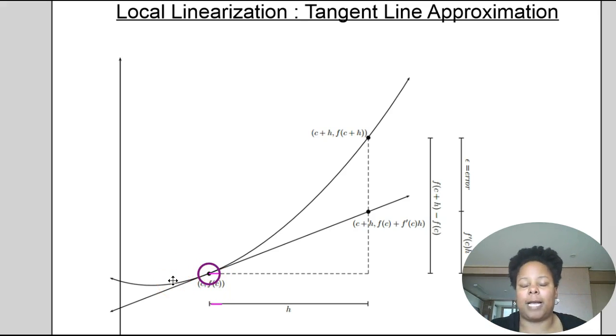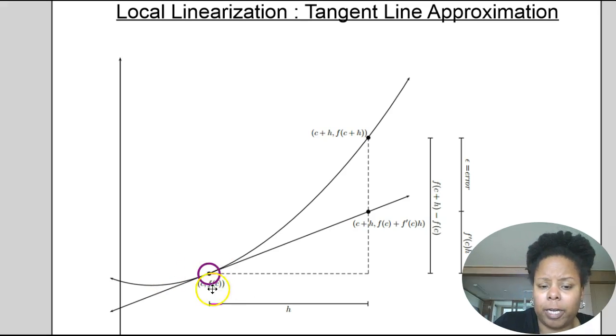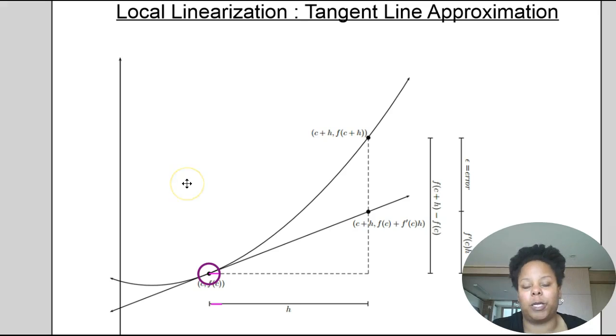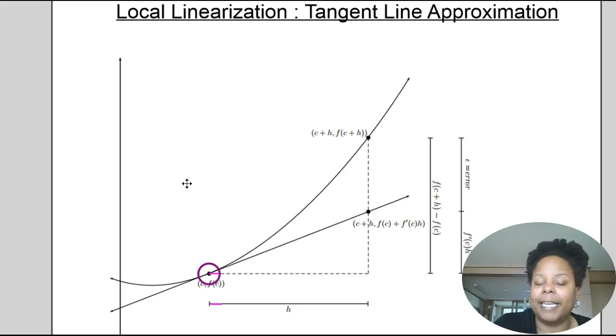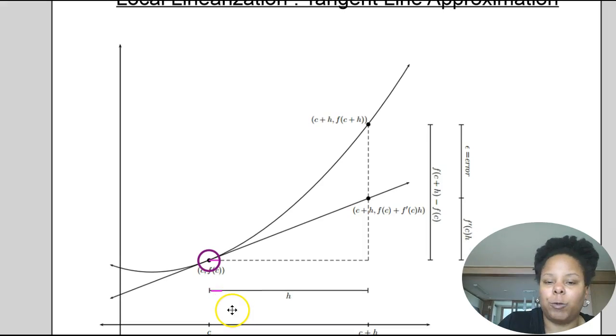Now, of course, we know them not to be exactly equal except at the point c comma f of c, but it looks very, very close to one another. And so we can approximate the function, the curve function, with a tangent line, and we call that a local linearization. If I were to zoom in close enough on any function, it would look like a line on my graphing calculator or on Desmos. And so that's what we're going to use.